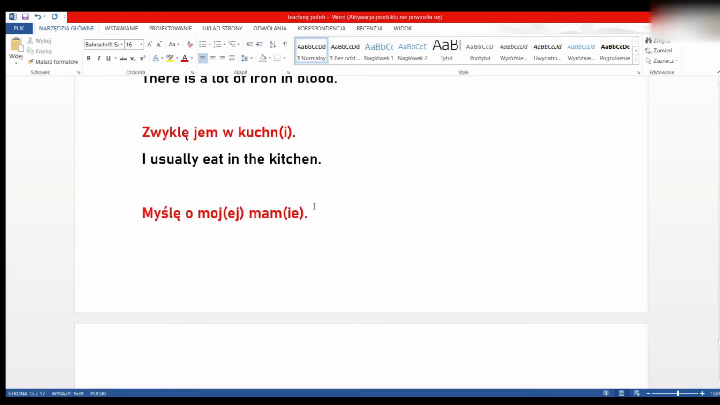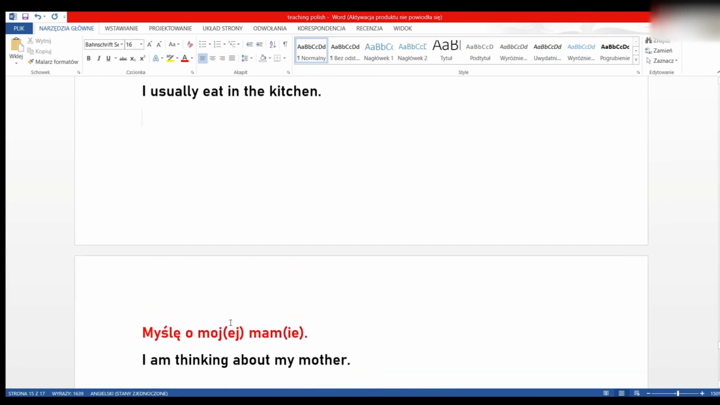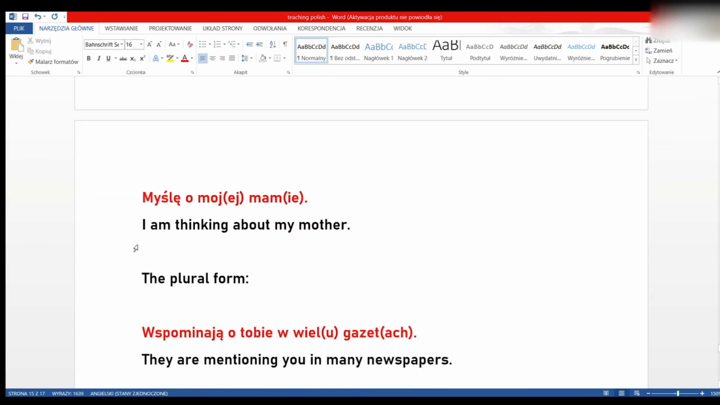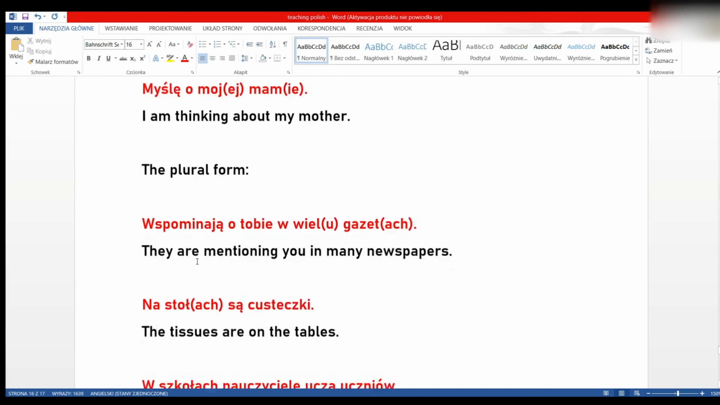Myślę o mojej mamie. I am thinking about my mother. So, mojej, moja mojej, mama, mamie. Memorize it. It follows other forms as well. So, let's go to the plural form.